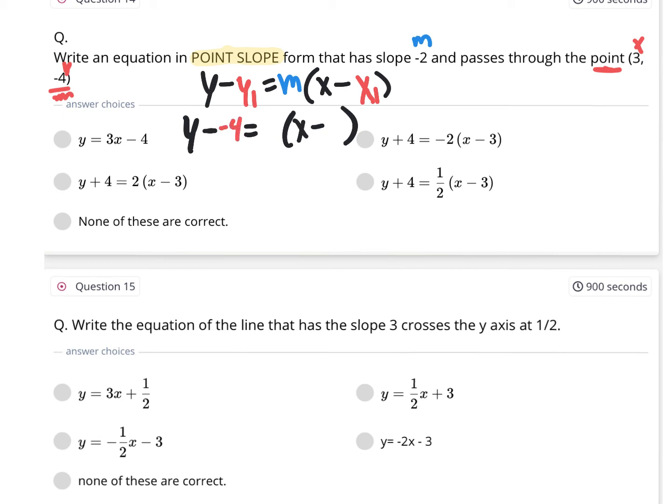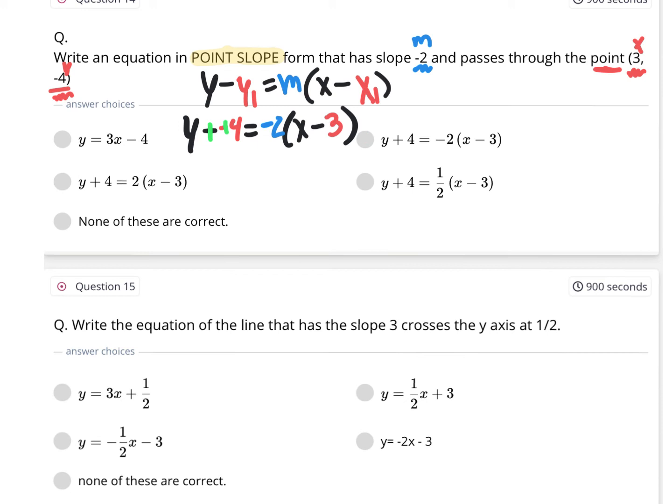What is our m value? Our m value is -2, put the -2 right there. And what is our x1 value? It is 3, that goes right in there. There's your point slope form equation. Which one is it? Well, don't forget to change the minus to plus. So which one says y plus 4? There it is, y plus 4 equals -2 times (x minus 3) in parentheses.